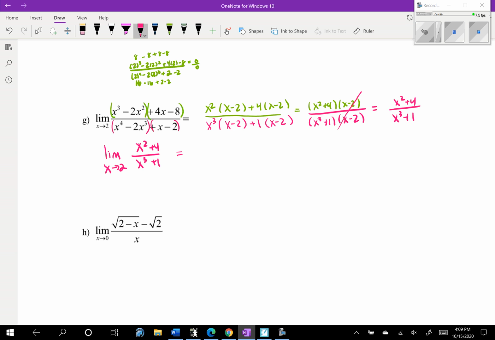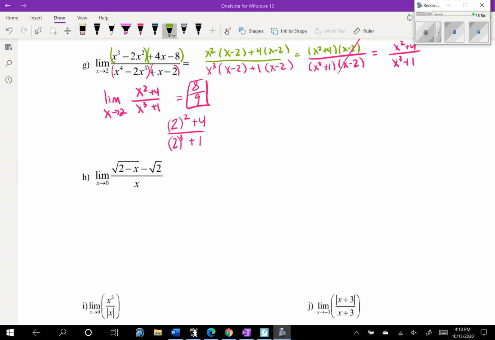So this gives us 2 squared plus 4 over 2 cubed plus 1. So that would be 4 plus 4, so 8, over 2 cubed, which is 8, plus 1, it's 9. So 8/9 would be our solution. And of course, you could again plug this into your graphing calculator and look at the left and the right side to make sure that this is the correct answer.